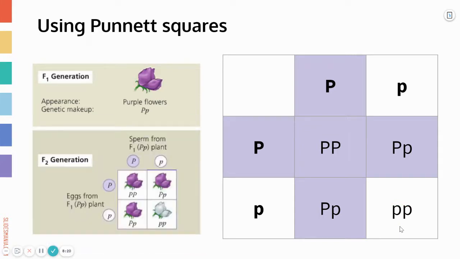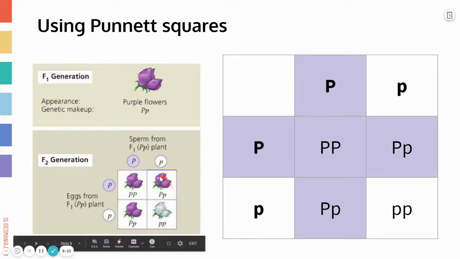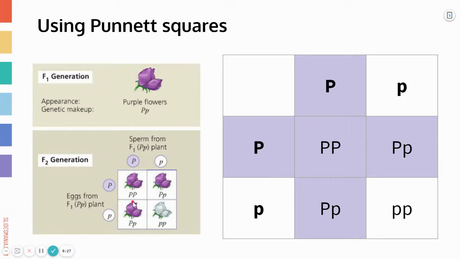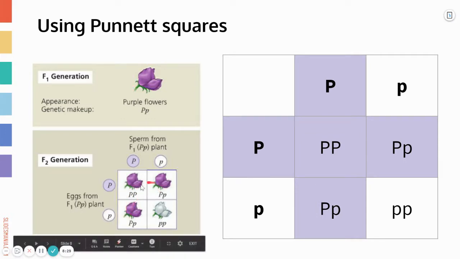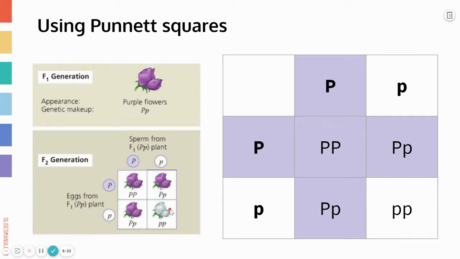And this exactly corresponds with the results that Mendel saw in his F2 generation, in that grandchildren generation. He saw 3/4 of the plants that were purple and 1/4 of the plants that were white.